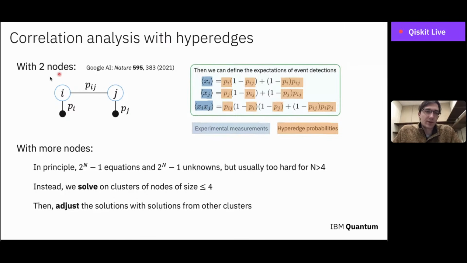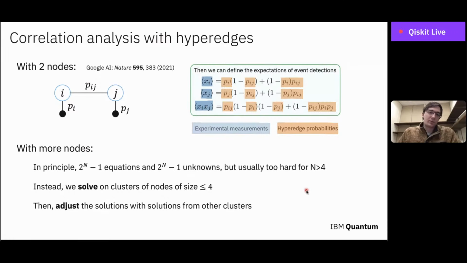Now, if you generalize this, you're going to end up with 2 to the n minus 1 equations if there are n nodes, and you're going to end up with 2 to the n minus 1 unknowns. So you can try to solve these equations numerically, rather than inverting it exactly. But this even becomes too hard for n greater than 4.